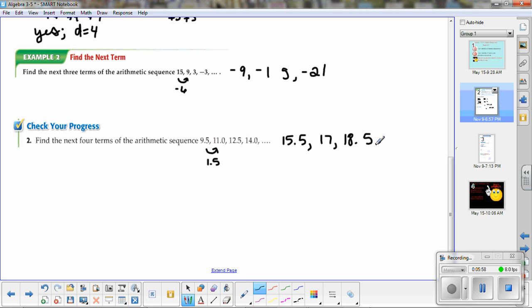And we have to go one more since it says the next four terms. So the next one up from that would be 20.